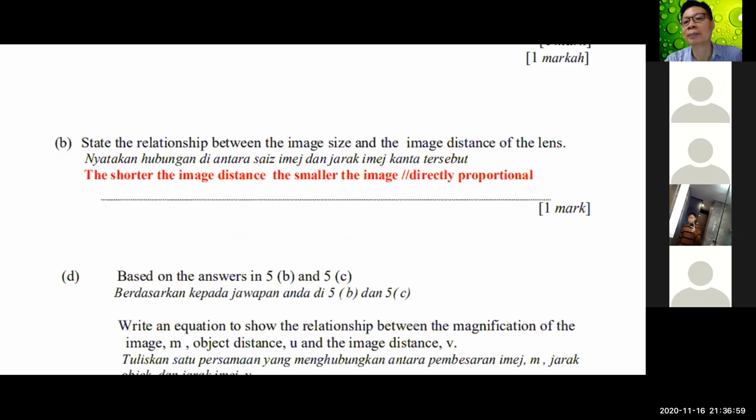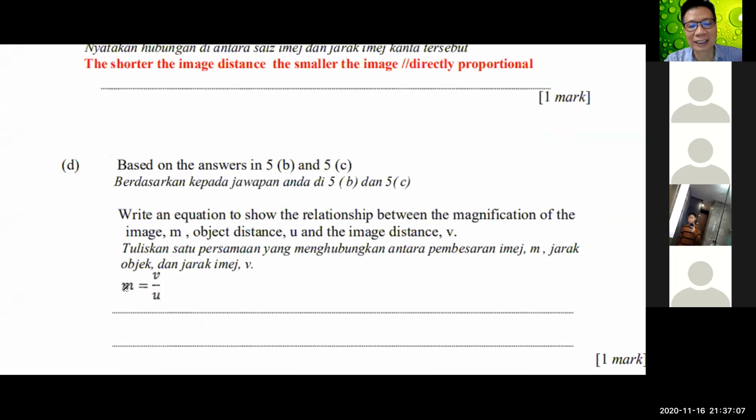Someone already typed. Justin, so fast, Justin gave the answer already. Yes, correct, Justin. M equal to V over U. Linear magnification equal to image distance V divided by object distance U. You have learned this formula already, right? Linear magnification V over U, okay?